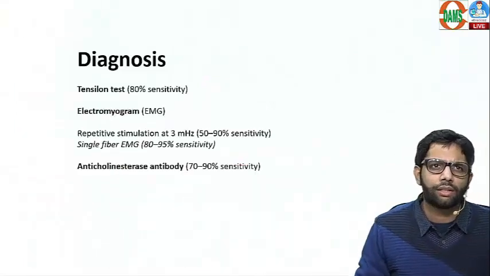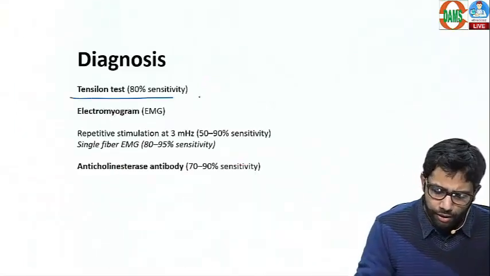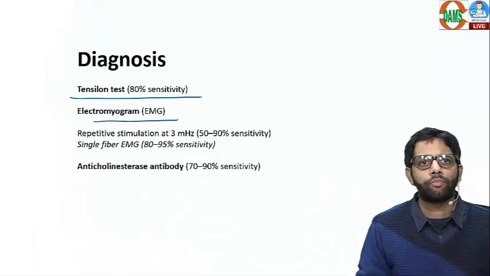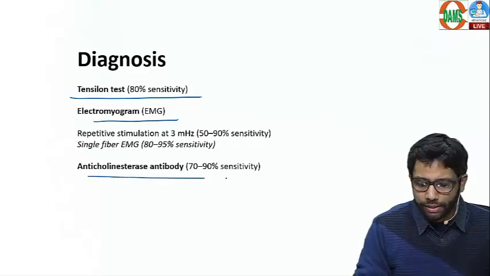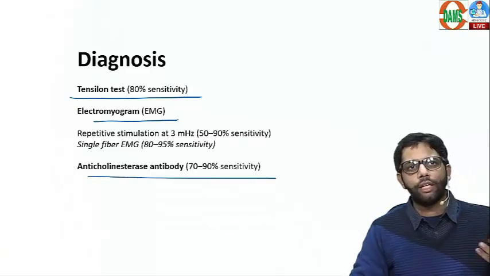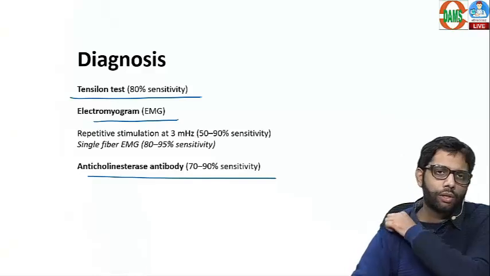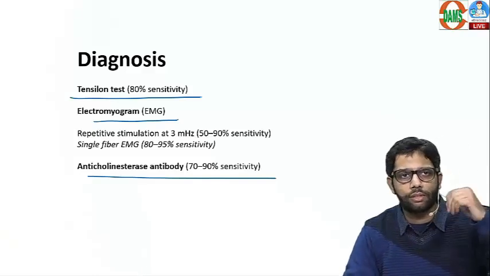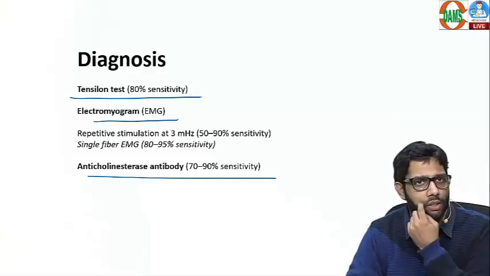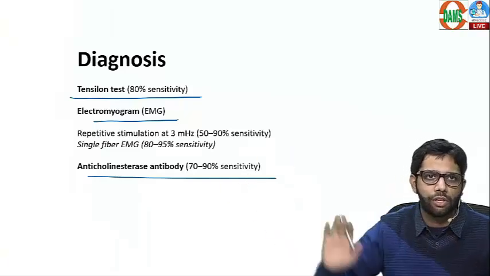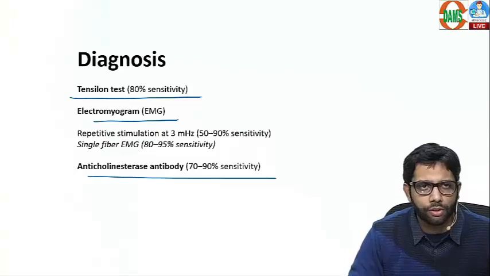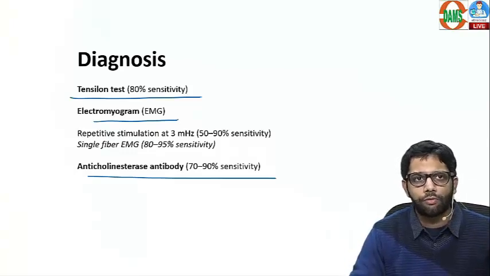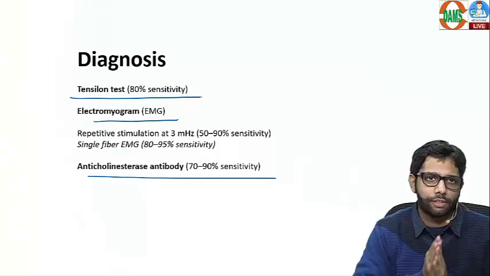There are some other tests like electromyogram can be done. Single fiber electromyogram can be done, and antibody testing can be done. But clinically, what is the clinical test you can do? So ice pack test I can do here, standing over here, or I can do a tensilon test as well. These are some investigations which you can do. Treatment is also, I mean, medicine people usually refer to the neuromedicine people for the treatment of myasthenia gravis.